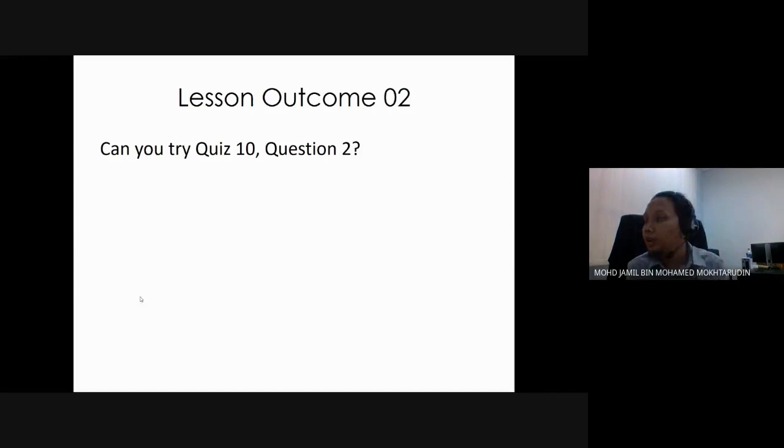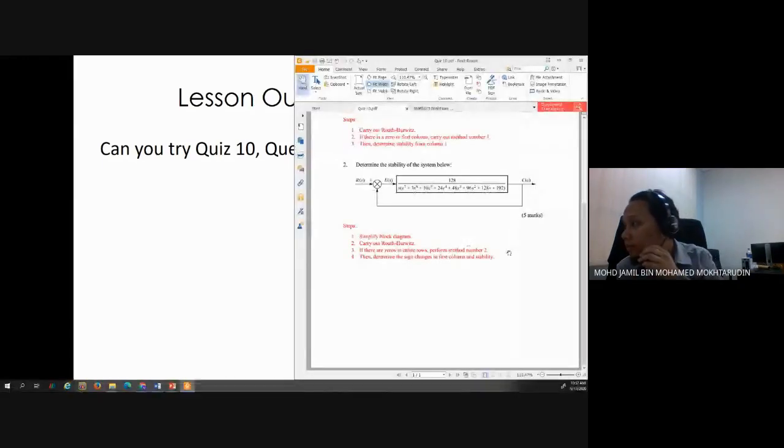Okay, any question for quiz number 2? Question number 2. Okay, so for this question, you need to simplify the block diagram first, and then after that, you carry out Routh Hurwitz as usual.